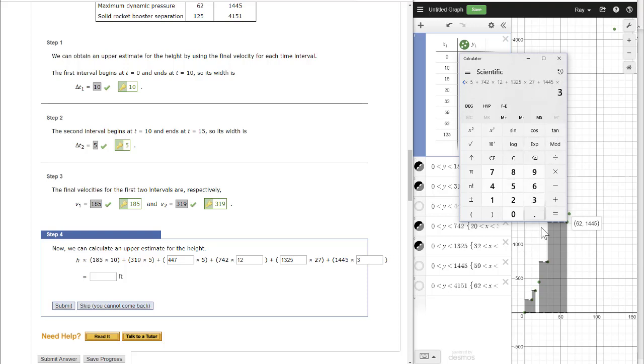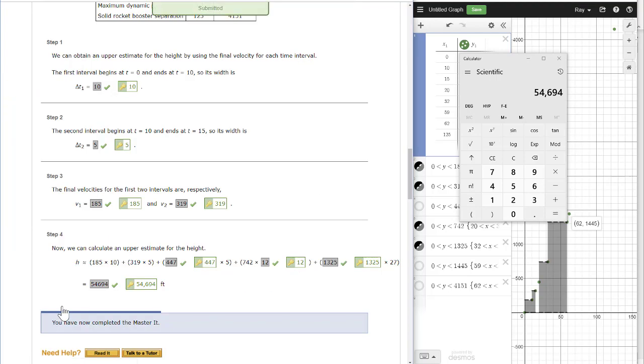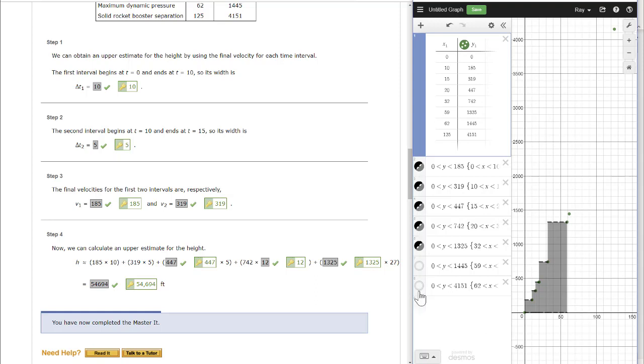Okay, so it looks like this rocket would have traveled 54,694 feet, and I hope we did the arithmetic correctly. Yep, here we go. So that's how you would do this problem, and here's again some visuals to help us walk through that. All right, hope that helps.